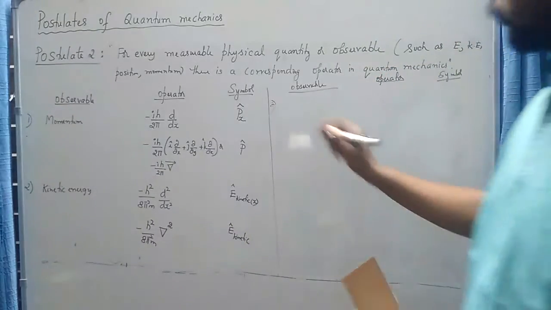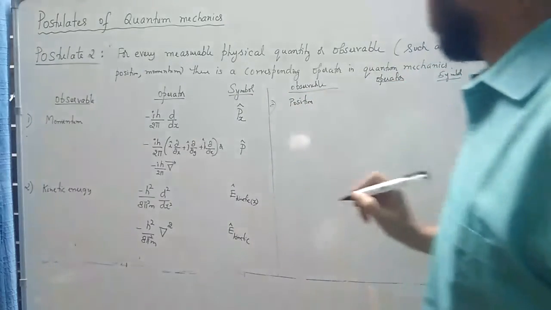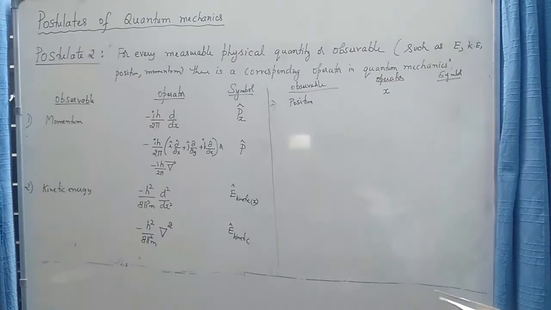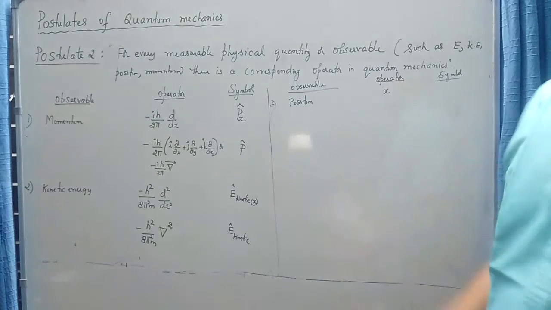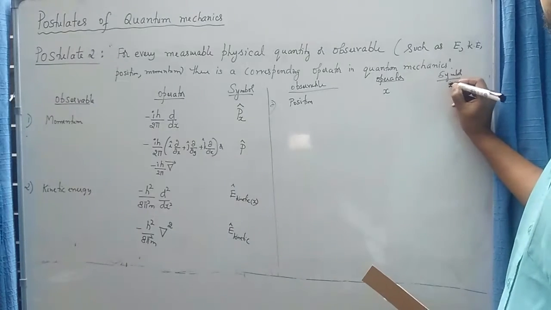Position operator. The position of the particle, if it is only along the x-axis, the operator is x, which is a multiplication operator, and the symbol is x cap.